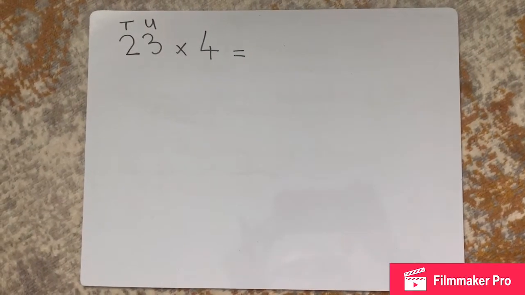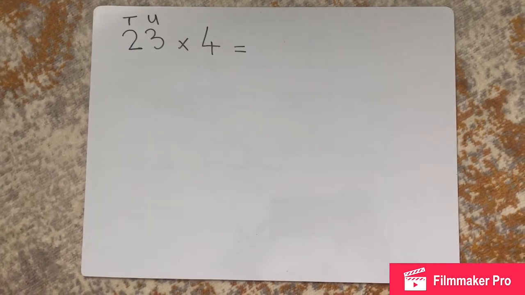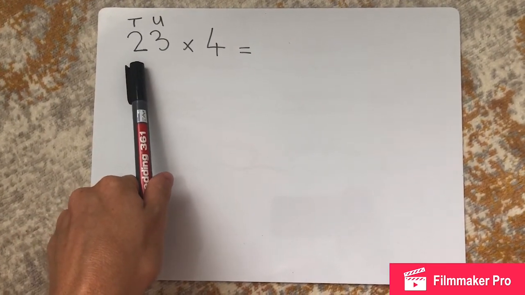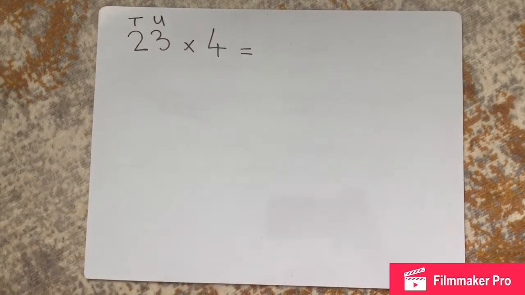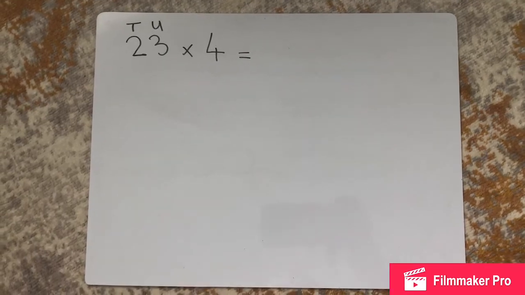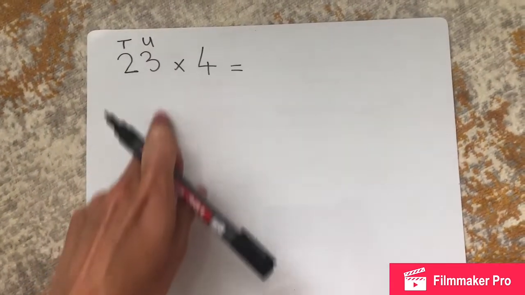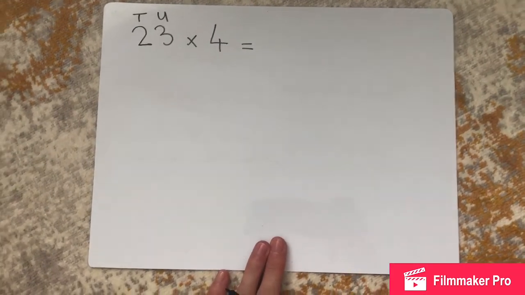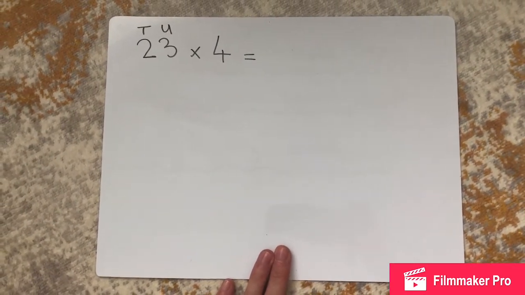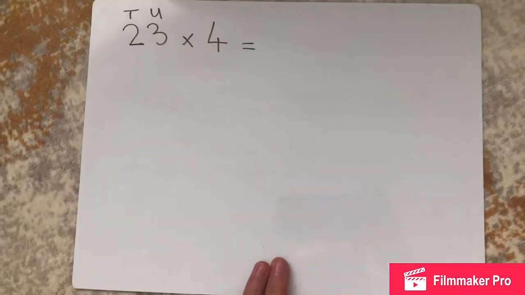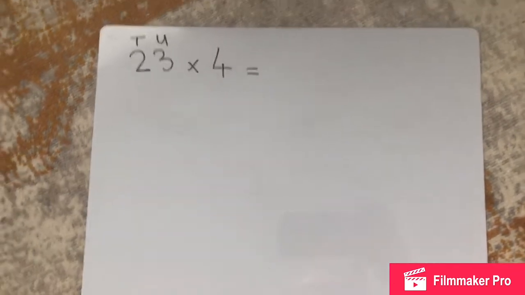So let's get going. The first example that I am going to show you is 23 times 4, and you can see here that I've already written the tens and the units, so I can remember the place value of that 2-digit number. Now I'm going to keep these columns as my tens and units. It will be a lot easier for you if you're using your squares in your maths book. I obviously haven't got one, so I'm just going to try my best to do it on here.